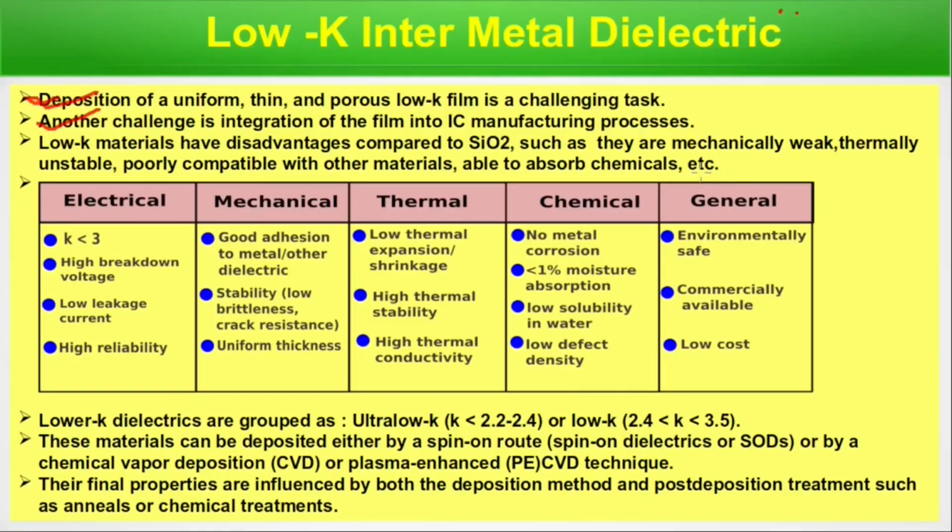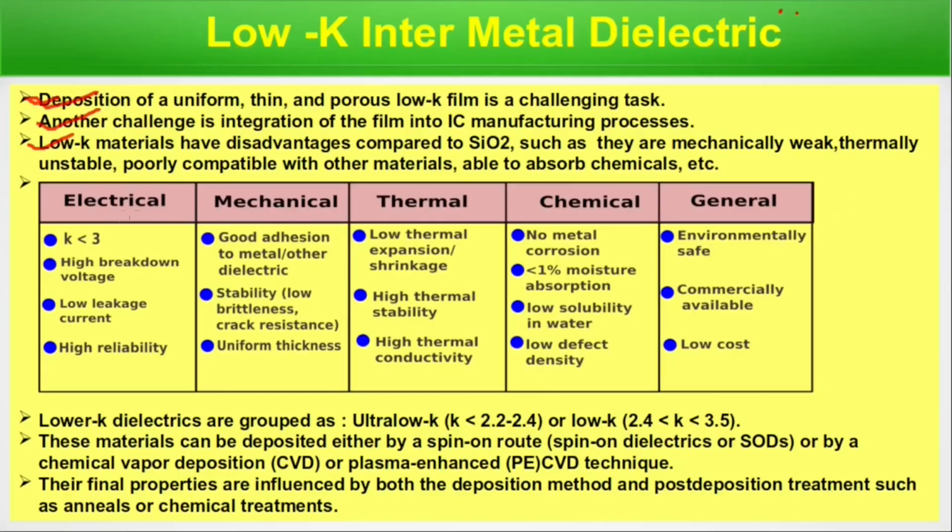A low-K material must have some properties. Mechanical strength should be there, it has to be thermally stable and should not react with other materials. These are the basic properties needed. Although generally low-K materials have this disadvantage compared to silicon dioxide, that they are mechanically weak, thermally unstable, poorly compatible with other materials, able to absorb chemicals, etc. What are the properties required for a low-K material? That is electrical, mechanical, thermal, chemical, general.